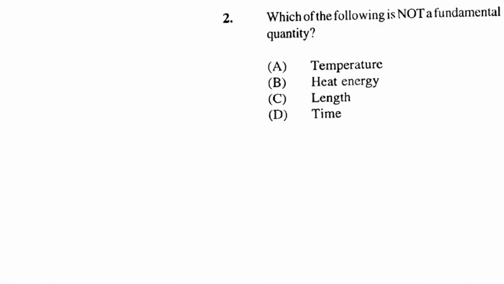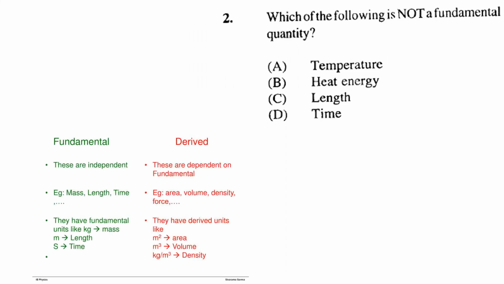Question 2. Which of the following is not a fundamental quantity? A. Temperature, B. Heat energy, C. Length, or D. Time? Well, the answer is B. Heat energy.